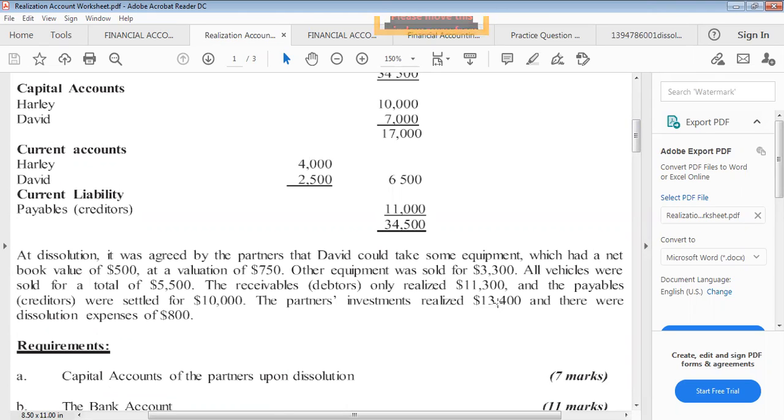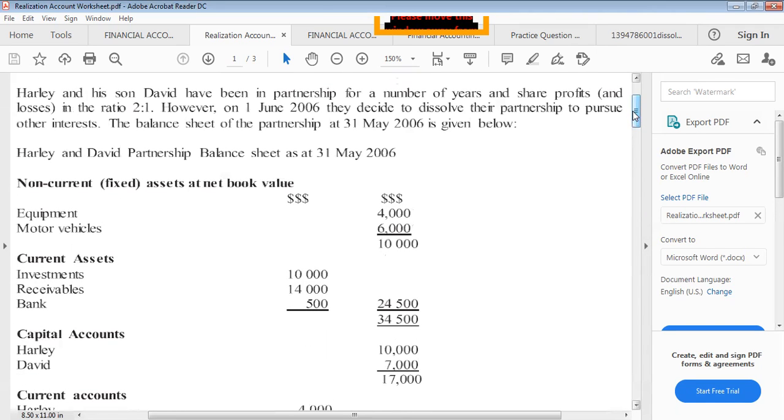Where should this go, by the way? Where should this 13,400 go in the realization account? Which side? Debit or credit side? Debit. Credit side. Debit side, of course, yes. Because investment is an asset, right?